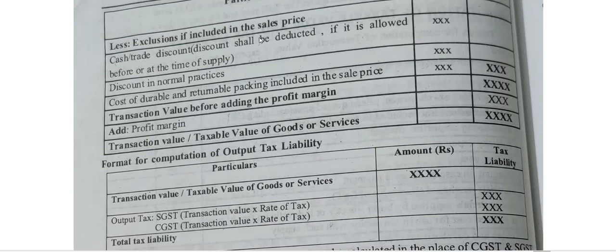If it is there, it should not be there in the selling price. If it is there, you have to deduct those items. Which are those? Cash or trade discount. Discount shall be deducted if it is allowed before or at the time of supply. This criteria is very important.